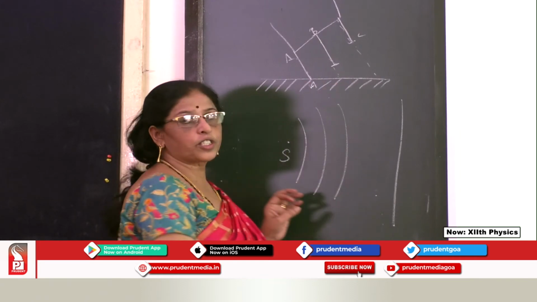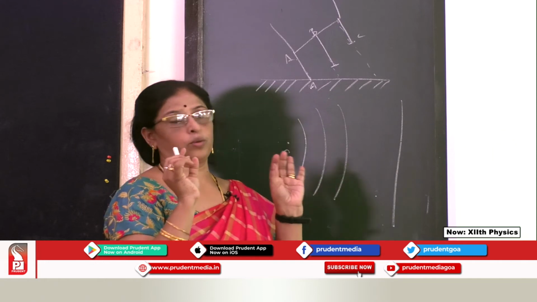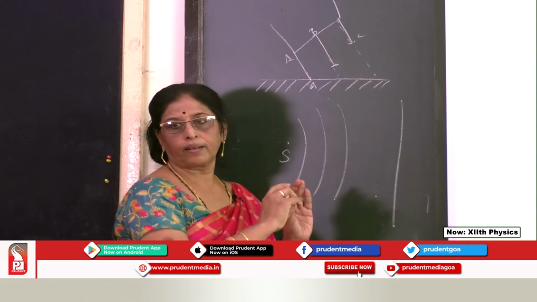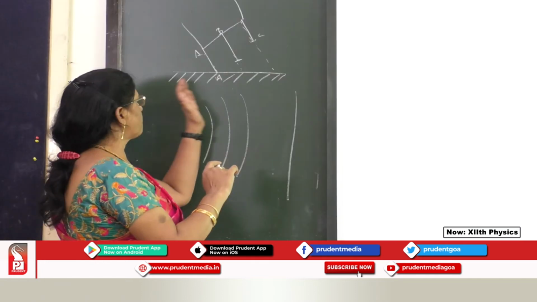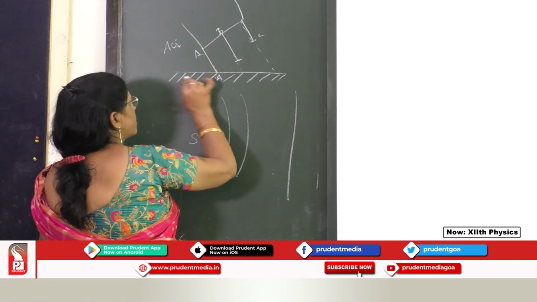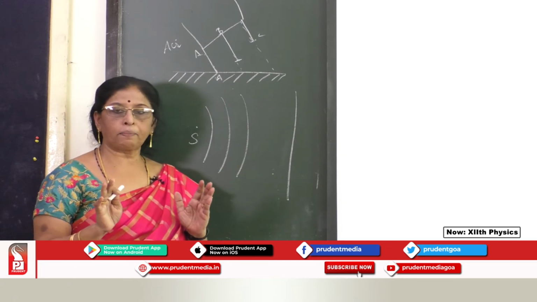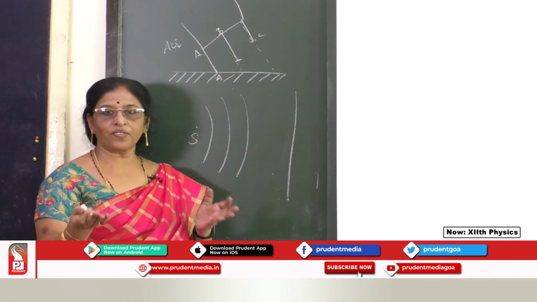As soon as it reaches, by Huygens principle, each point acts as a source. It strikes the surface that separates the air medium. This is one medium, the air medium, and this is the mirror. Whenever anything falls on the mirror, what happens? It undergoes the process of reflection.